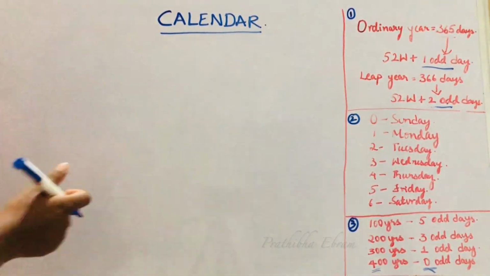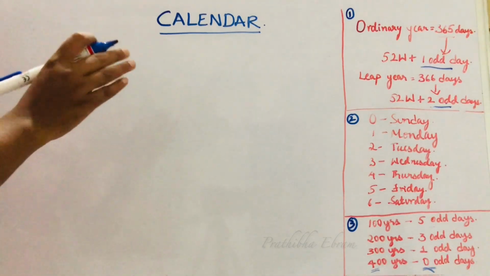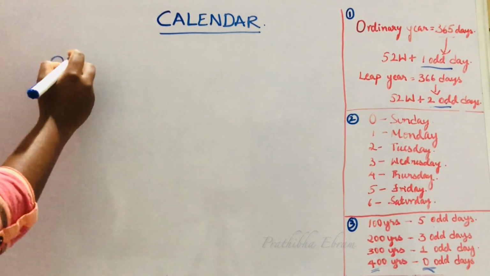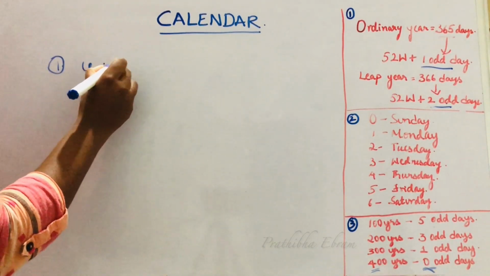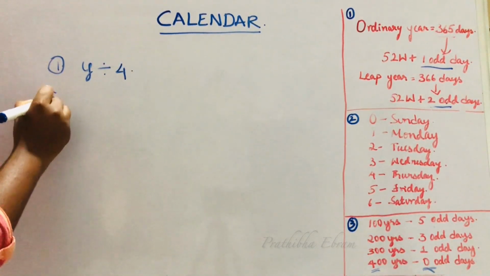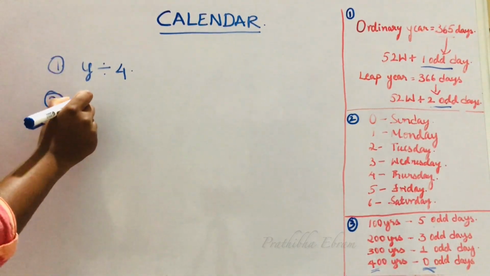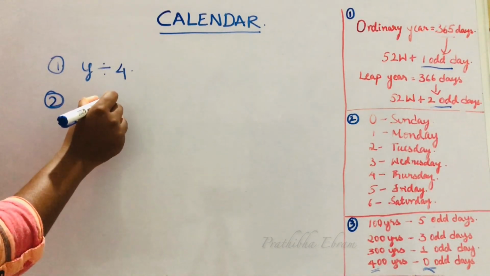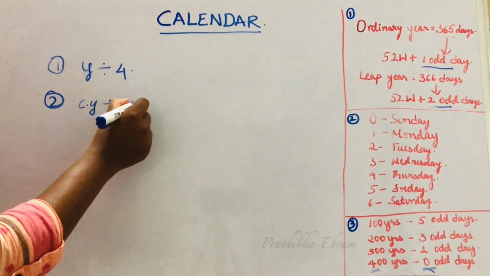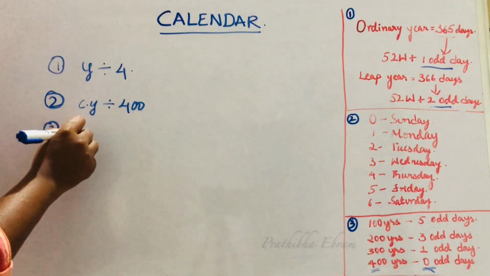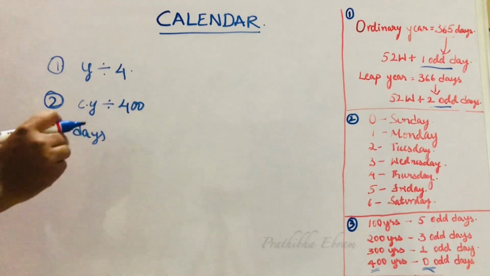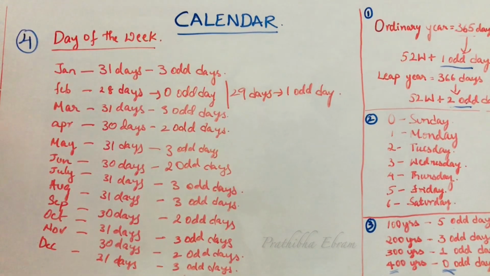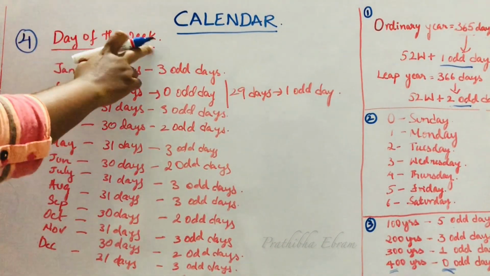Apart from these 3 points, we have also seen that when the year is not a century year and we want to find whether it is a leap year or not, then we have to divide the year by 4. Second, if the year is a century year and we want to find whether it is a leap year or not, then we have to divide the century year by 400. Third, if there are days and we want to find the odd days, then we have to divide the days by 7. Now let's learn the fourth important point, that is day of the week.